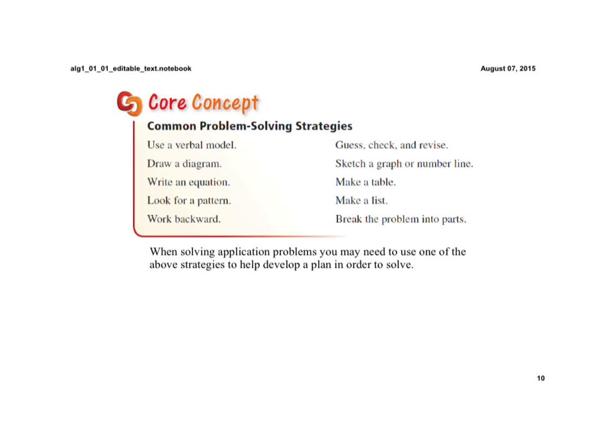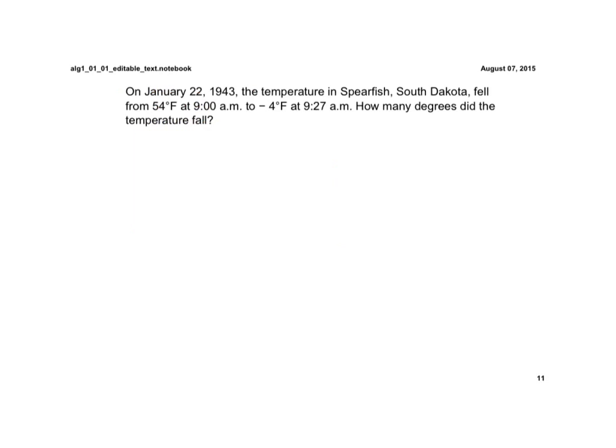Core concept, common problem-solving strategies. So we have lots of different ways that we can try to solve a problem, and these are just some suggestions to help us in developing our plan in the RRR.TIPS.CORE. The plan is to use a verbal model, draw a diagram, guess and check, make an equation, whatever we need to do in order to solve that particular problem.